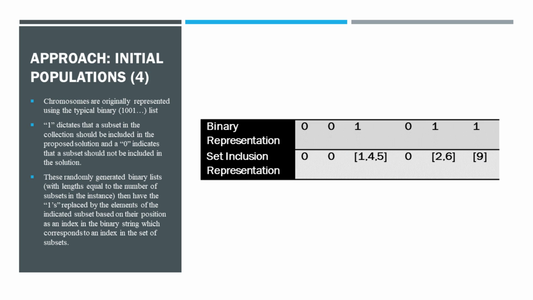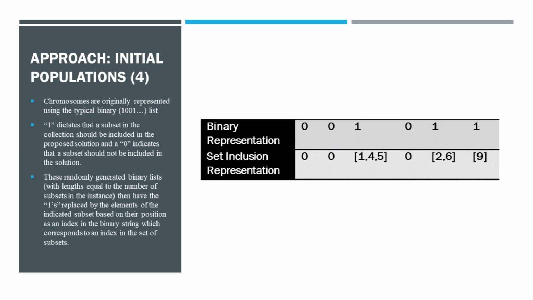The first step of our approach to the genetic algorithms is to create the initial population. For this, the most important thing is how you are going to represent the solutions as a chromosome. For this I took the typical approach of using a binary list where a 1 indicates that a subset in the collection should be included in the proposed solution, and a 0 indicates that a subset should not be included. Over on the right, you see a representation of going between the binary representation and the set inclusion representation, as I call it.